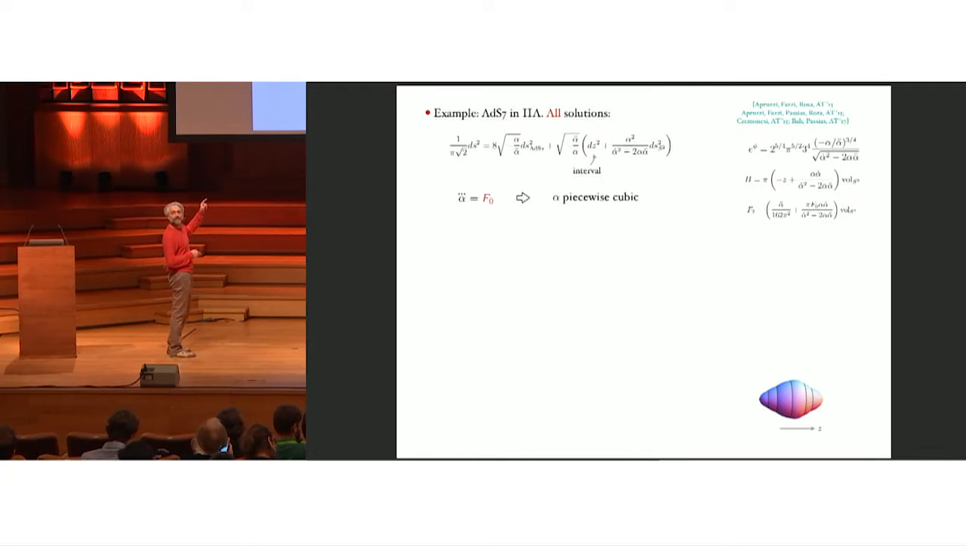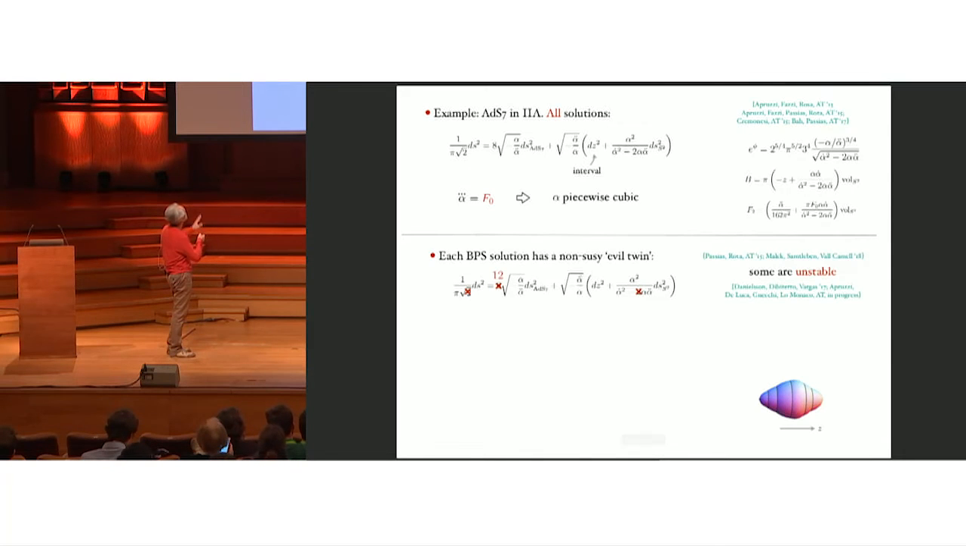Moreover, all these solutions have a non-supersymmetric evil twin, which is basically obtained by changing some numbers in an apparently mysterious way, so that the equations of motion are still satisfied, even though the BPS equations aren't. In work in progress, we are finding that most of these are actually unstable, but this will be of no concern for the rest of this talk. It would be of concern for the previous talk, but this is work in progress again.